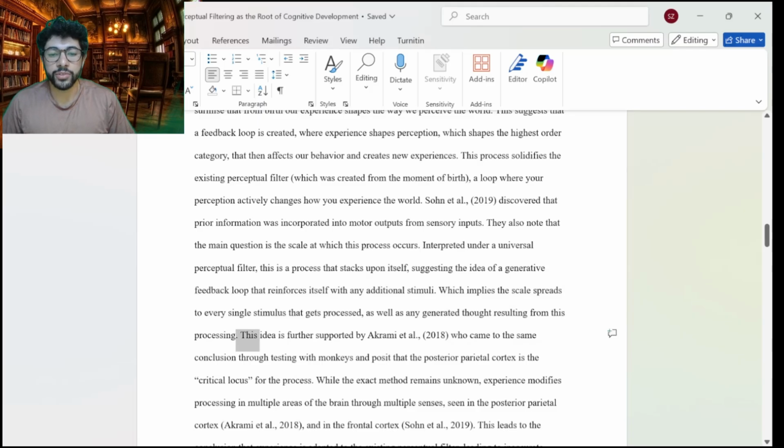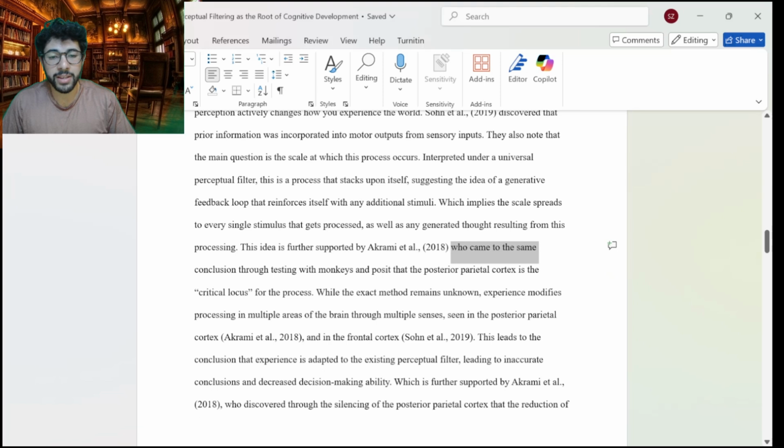Okay, so this idea is further supported by Akrami et al., who came to the same conclusion through testing with monkeys and posit that the posterior parietal cortex is the critical locus for the process. While the exact method remains unknown, experience modifies processing in multiple areas of the brain through multiple senses, seen in the posterior parietal cortex and in the frontal cortex.